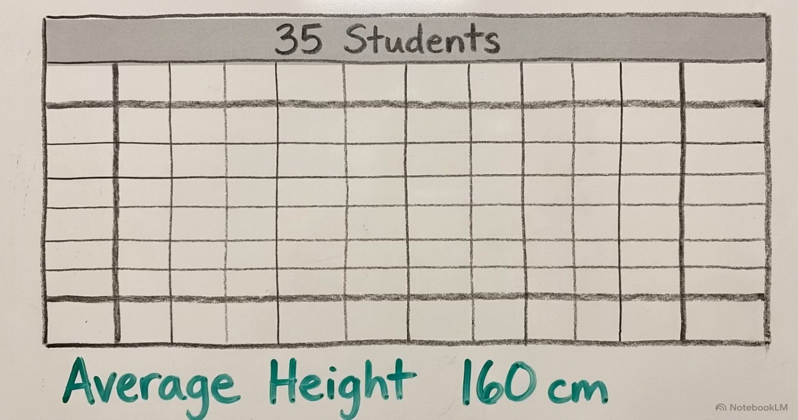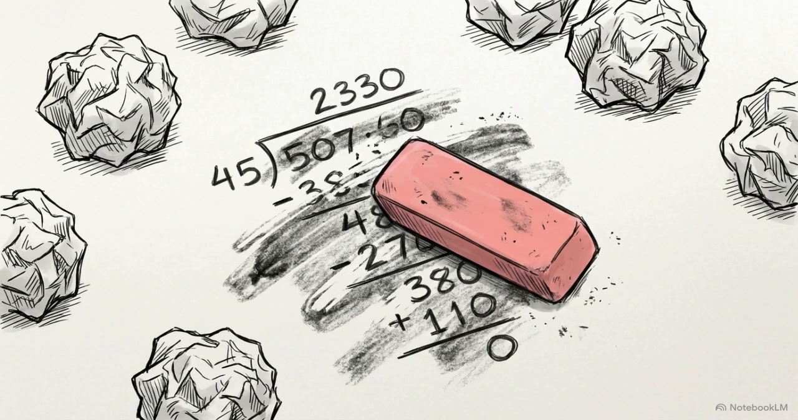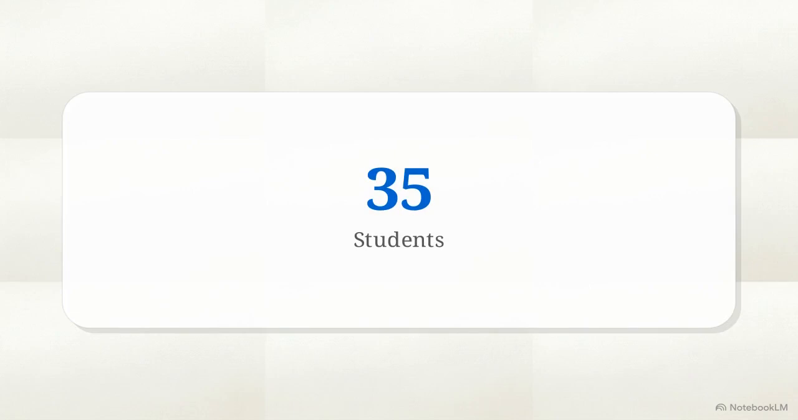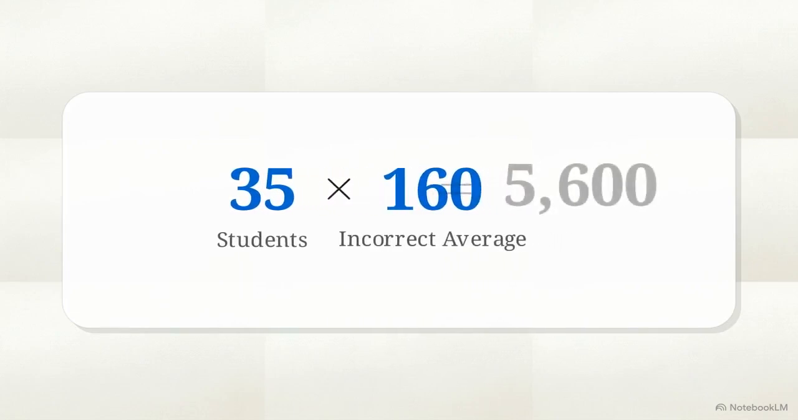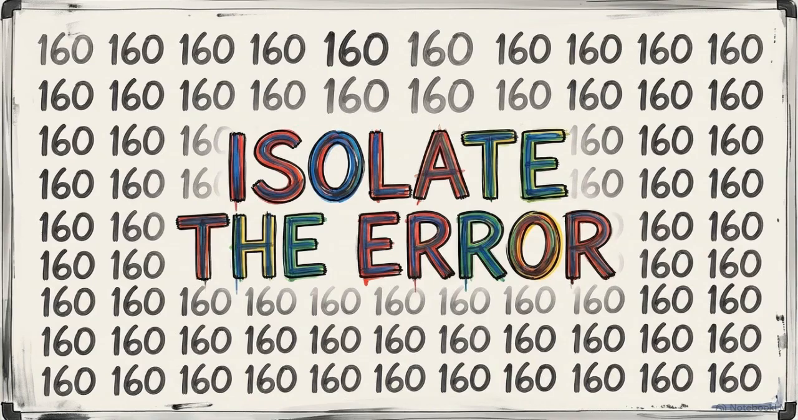Our final scenario is the data correction problem. Suppose an average height of 160 centimeters was calculated for 35 students, but one entry was recorded as 144 when it should have been 104. Most test takers would discard the initial average and start the entire 35 student calculation from the beginning. Instead, we find the flawed master total by multiplying the 35 students by the incorrect average of 160. This gives us 5,600. To save time, we will ignore the 34 correct data points and deal exclusively with the net difference of the error.